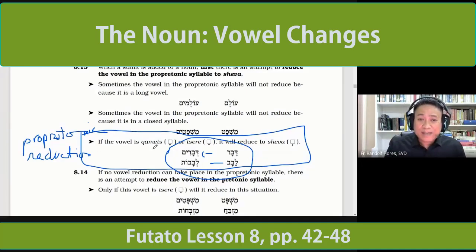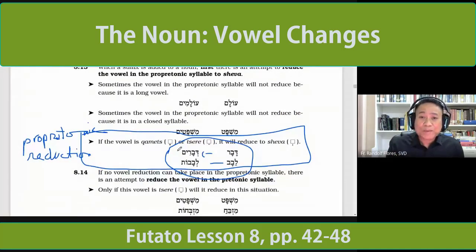The classic example is davar. Davar is word. I want to have the plural, words. You will not say davarim, no, but you will say devarim. You reduce the a into a short vowel. And what is a short vowel? Shewa is a short vowel. So instead of saying davarim, you will say devarim.